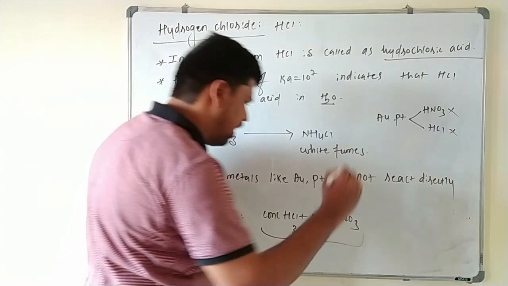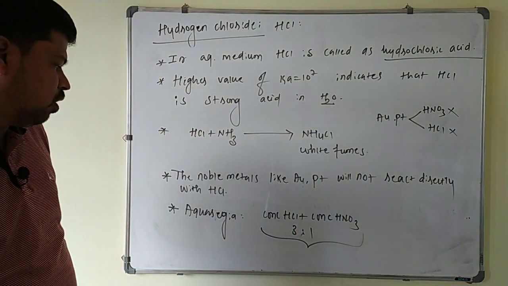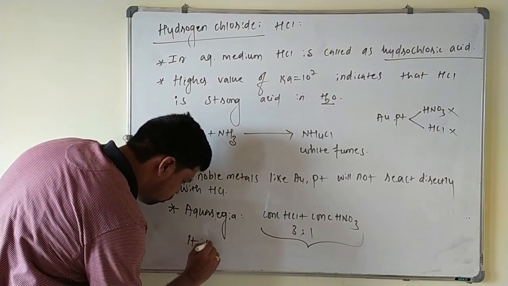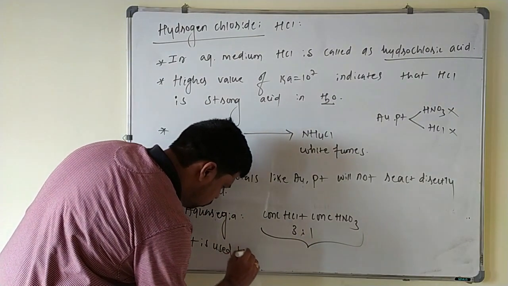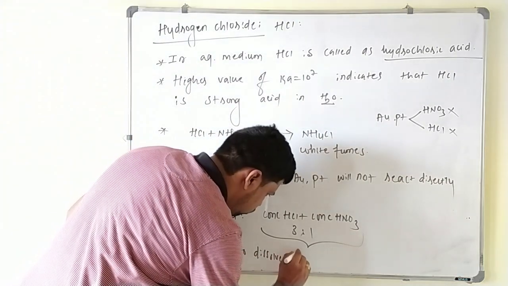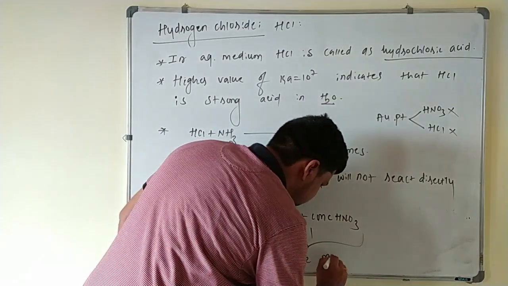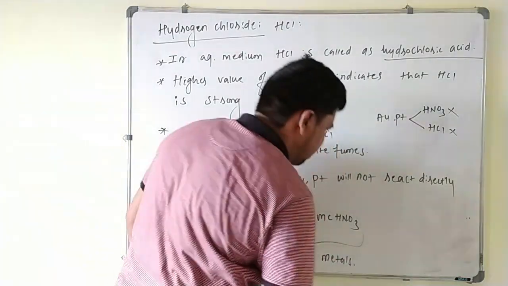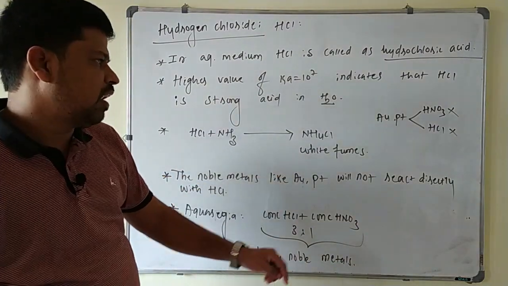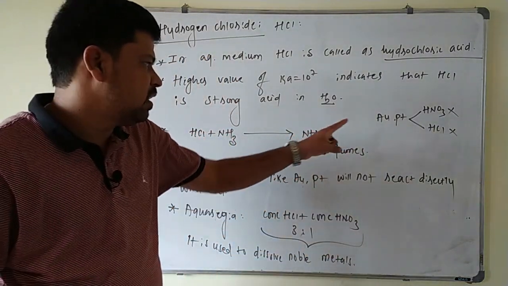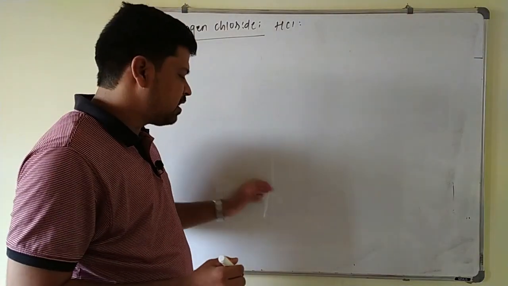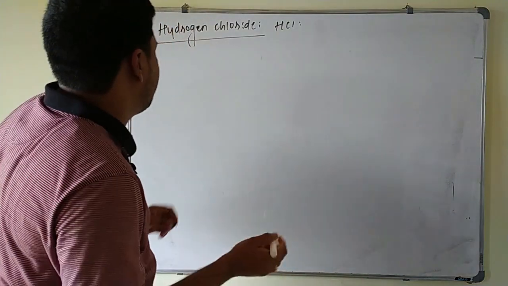This is called aqua regia, which is used to dissolve noble metals like gold and platinum. Now I will write the reaction between the aqua regia and noble metal like gold and platinum, because these are soluble in aqua regia. Okay. So the reaction between gold, platinum and aqua regia.